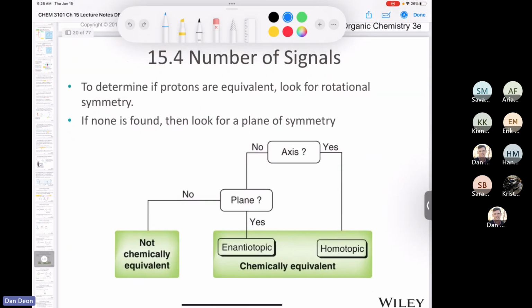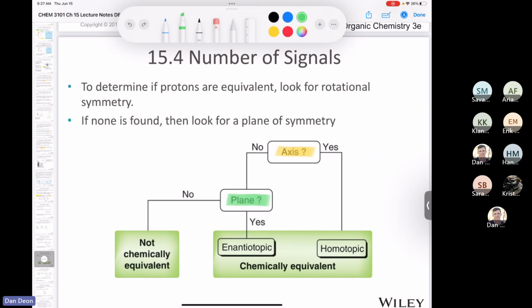So what you want to do is look for rotational symmetry. If you don't find rotational symmetry, then you look for a plane of symmetry. So again, this is where you're going to start. You're going to start with your molecule and ask yourself, is there an axis of rotational symmetry? If there is, then the protons are homotopic. If there isn't, then you look for a plane of symmetry, right? A mirror plane of symmetry. And if there is one, then they are enantiotopic. If neither of those work, they're not chemically equivalent.